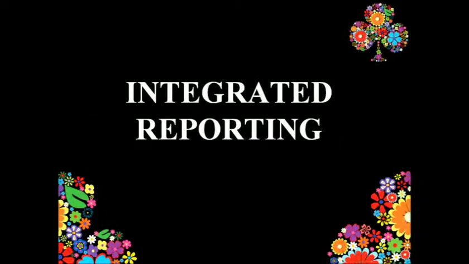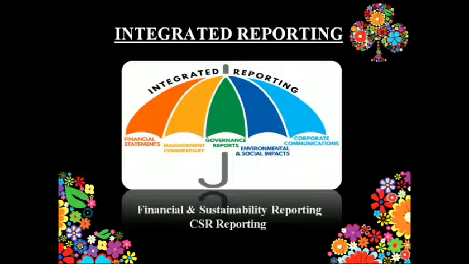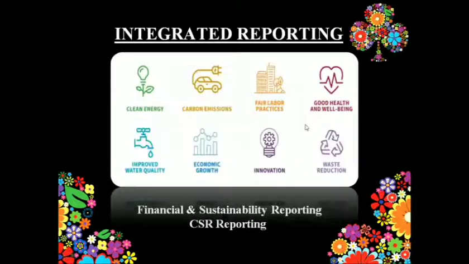The next concept that we are going to see is integrated reporting. So integrated reporting is wherein there is a combination of reporting of both financial statements as well as the other data of the organization. What are these other data? The other data include the management strategy, the governance, the environmental and social data, and other corporate communications. So integrated reporting is a combination of both financial reporting as well as corporate social responsibility reporting, otherwise called sustainability reporting of the organization.